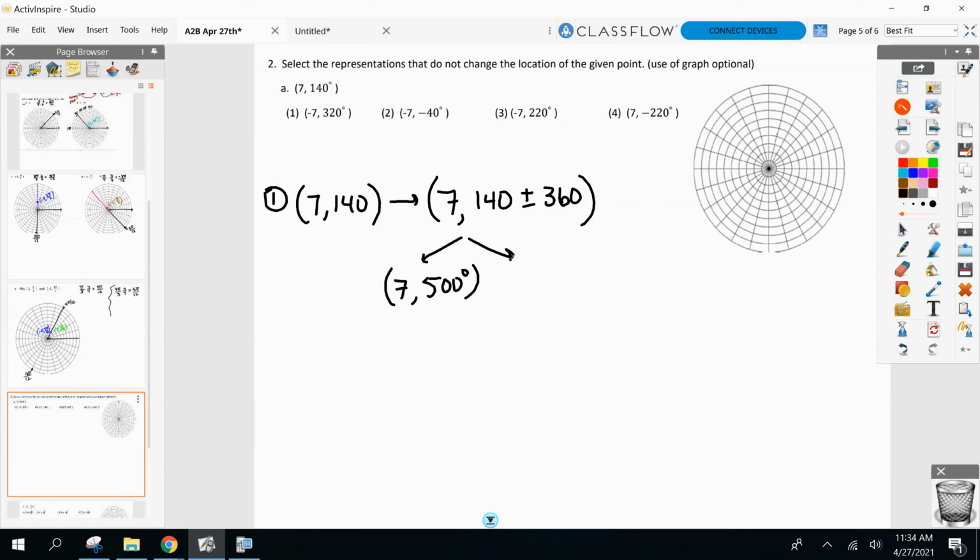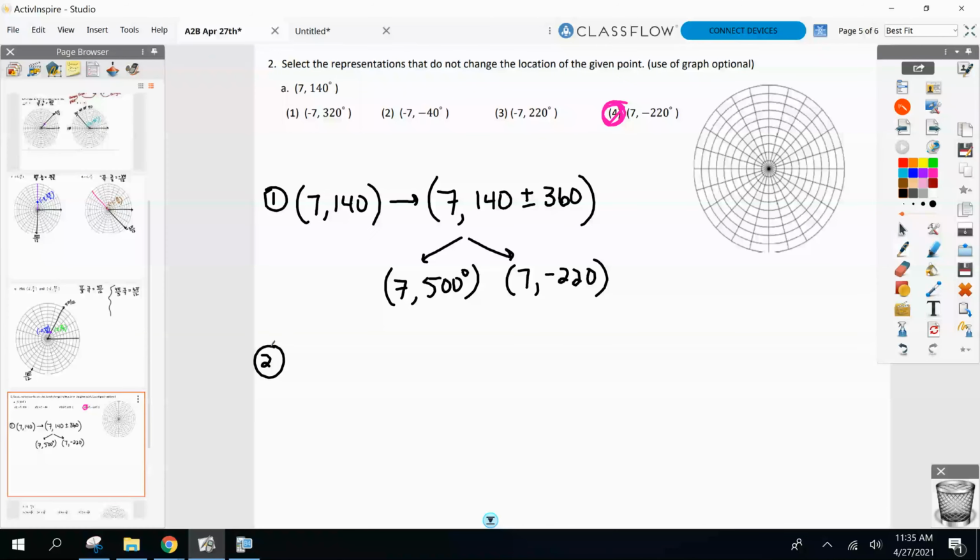And also in the same location would be 7, now 140 minus 360. What am I doing there? 220. Negative 220, yes. So I see one choice up there. So that would be in the same location. All right, everyone good on that? Add and subtract 360.